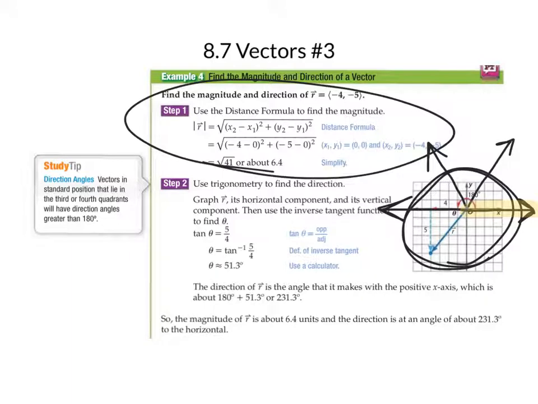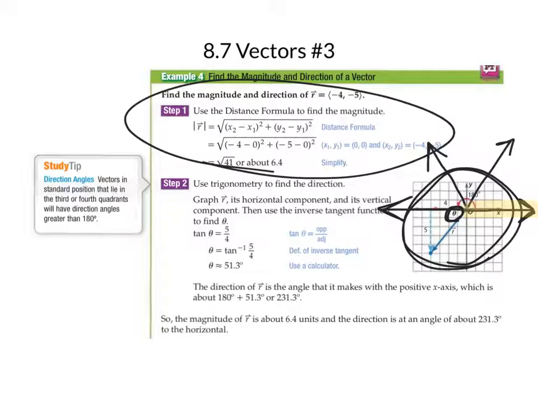Let's take a look at this example that's on the screen right now, and let's see how they found the direction of this vector. That's their example problem. When they were trying to find the direction of this vector, they actually started by trying to find angle theta, which is this angle right here that I'm circling. And after they found out what that angle was, they added it to 180 degrees.